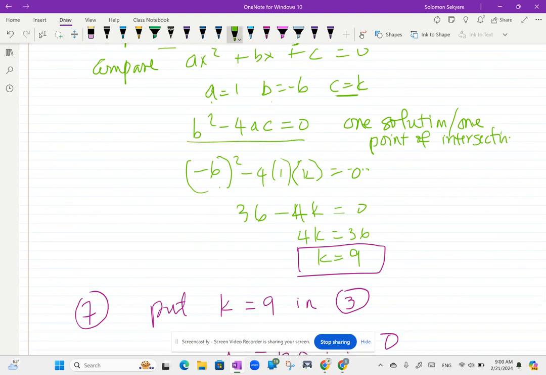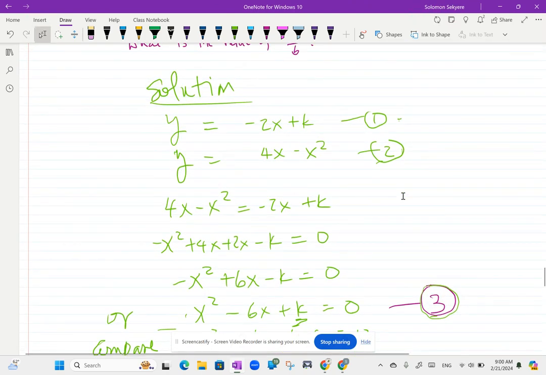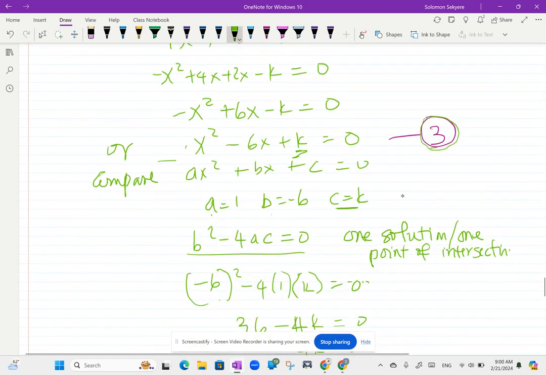So now you come in and plug in your values. -6 all squared is 36. Don't make a mistake and write -36. It is 36 minus 4 times 1 times k. Right? We get k equals 9. So now we can come in here and write that this equation is y equals -2x plus 9. And also here, we now have x squared minus 6x plus 9 equals 0.